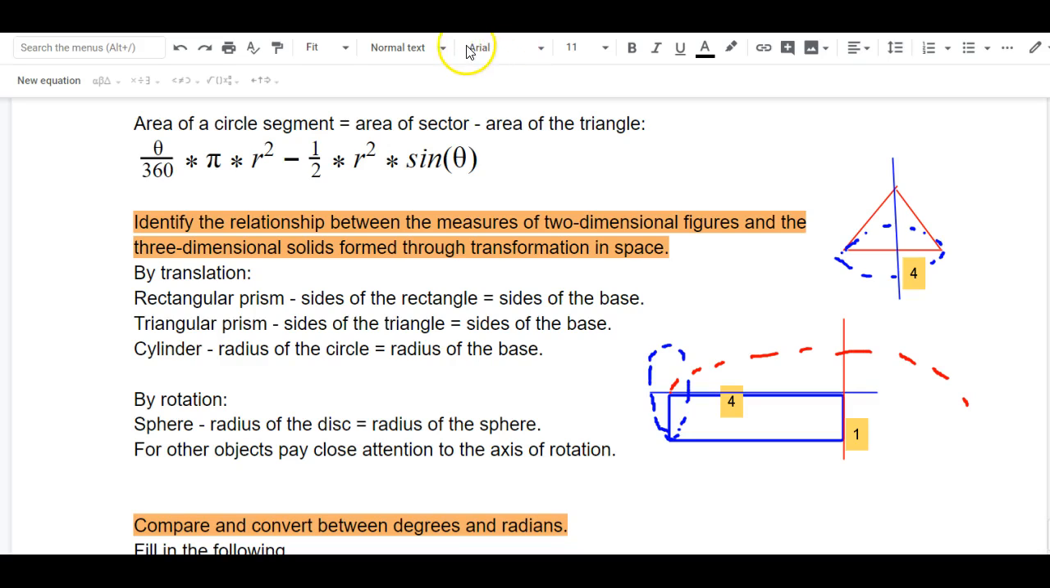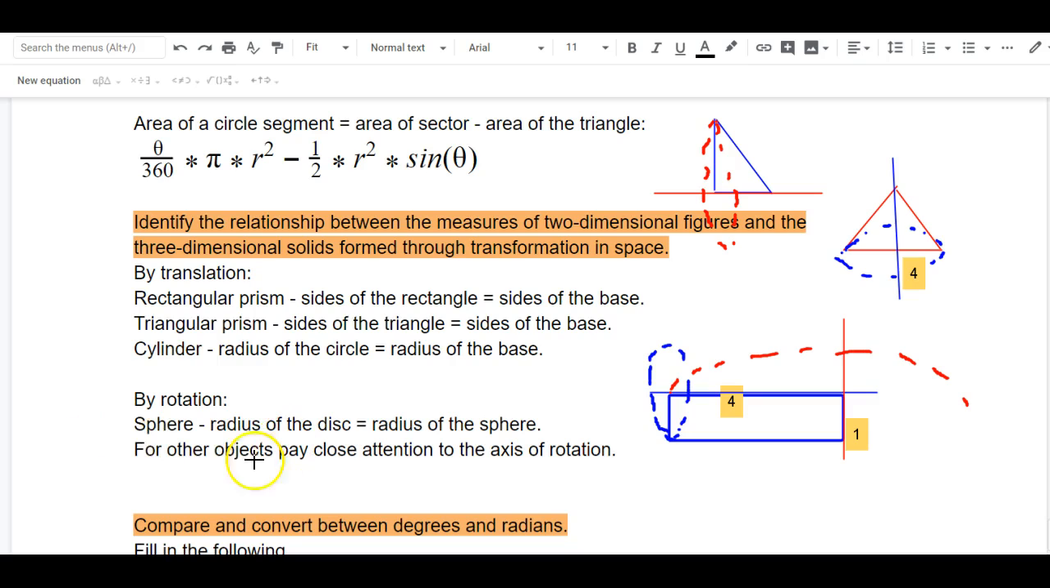If I had a right triangle, let's see if I can make a right triangle here real quick. Do my best to, right. And let's say I were rotating that right triangle along an axis here, right? Then what we would end up with is this swinging around, and you'd have a cone. Then this dimension would be the radius, and this dimension would be the height of the cone, okay?